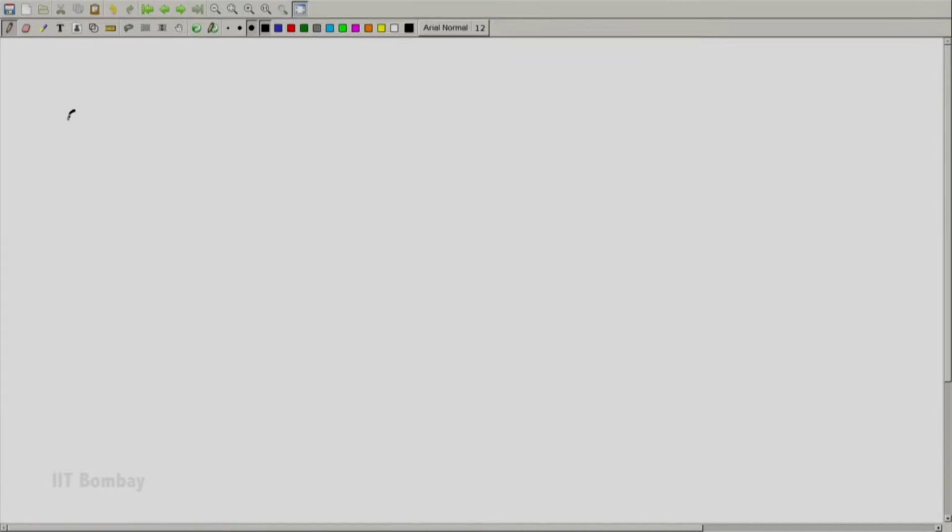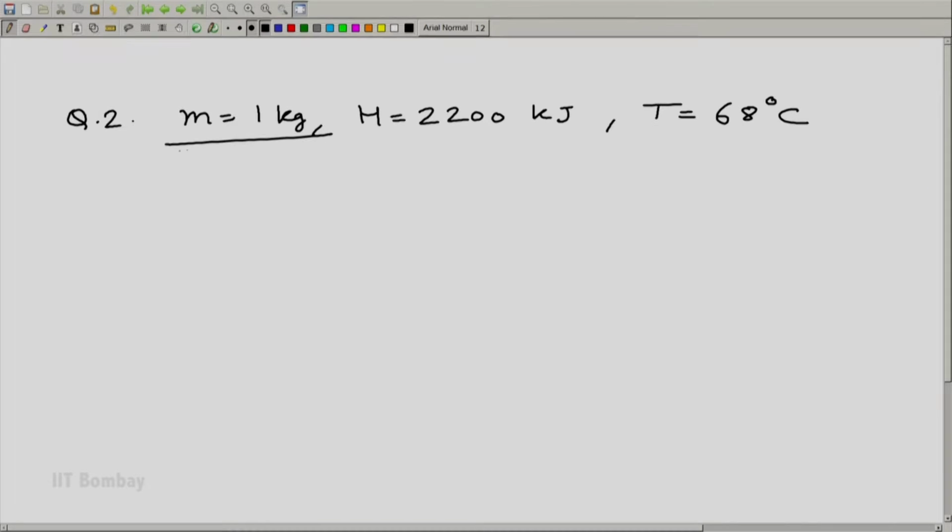Question number 2, m is equal to 1 kg, given the value of h is 2200 kilojoules and T is equal to 68 degrees centigrade. Please note that because m is equal to 1 kg, we can write h is equal to 2200 per kg also. If it had been 2 kg and this was given as 2200, then we would have to get kilojoule per kg for that value of h and use that in the steam table, as we saw from table 1.